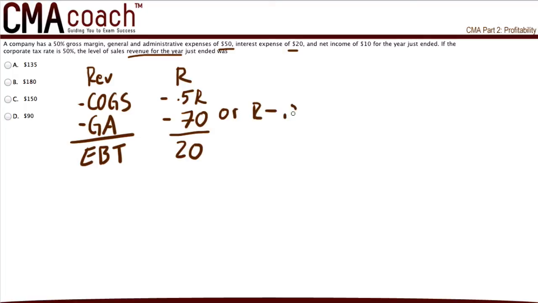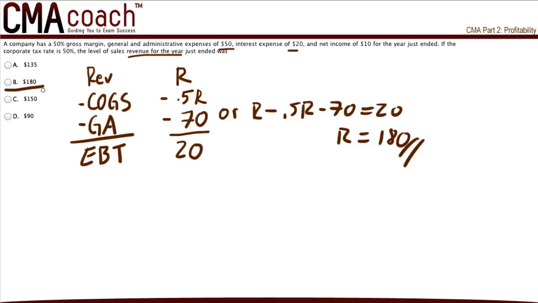So now if we just do the math and solve for R, which is revenue, we get $180 million as the total revenue for this company for the year that just ended. All right? Not too bad, huh?